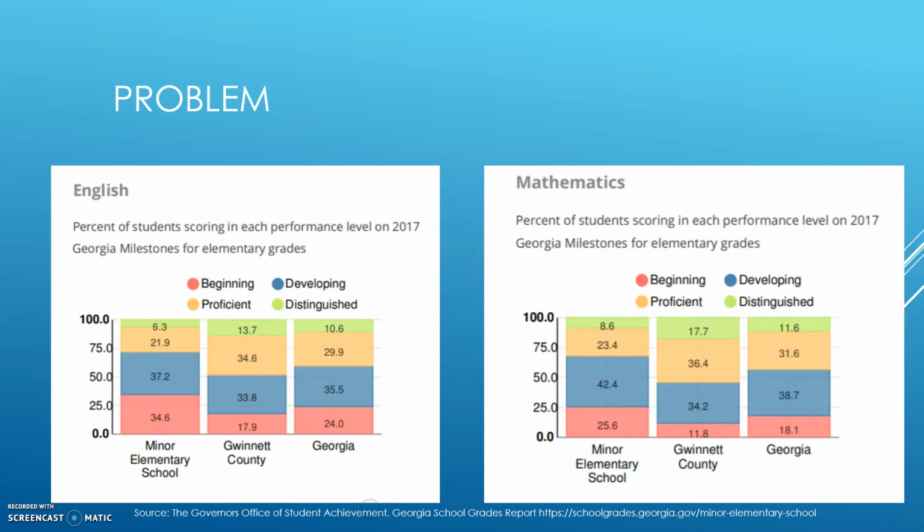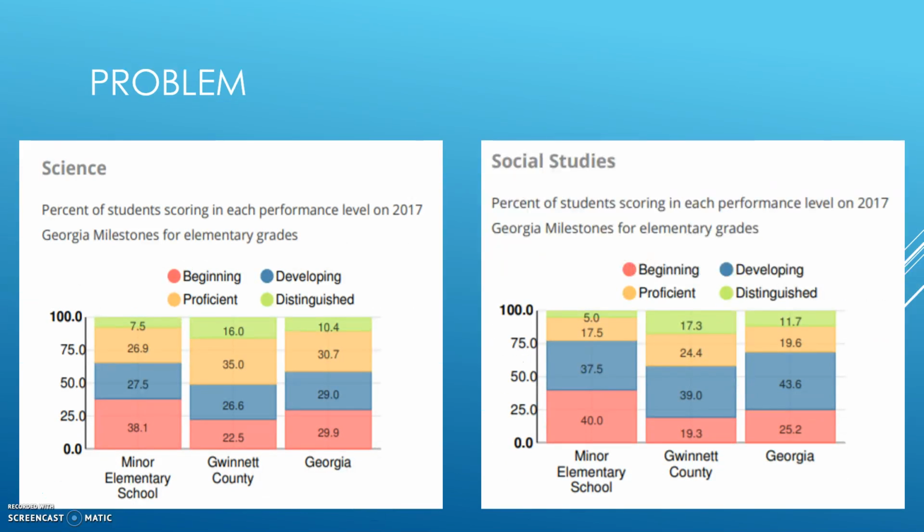As you can see in both of these graphs, the majority of our students for reading fall into the beginning category. That means they're not doing too well on the test. For math, the majority of students fall into the developing category, which is an improvement, but is still not optimal performance. Same here for science and social studies.